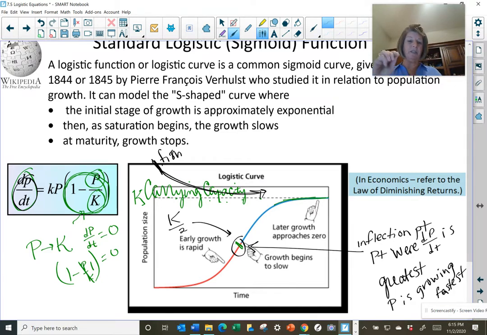Sometimes that's a trick question on the AP, asking if dP/dt is ever negative, and yes, it can be. It looks like it's always positive here, but it doesn't have to be.